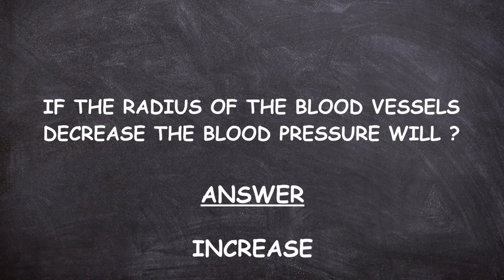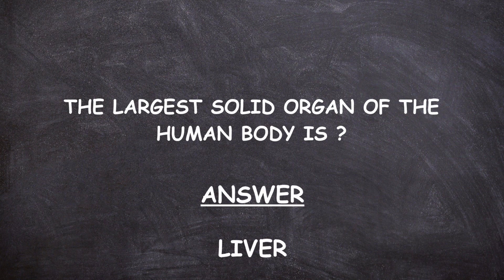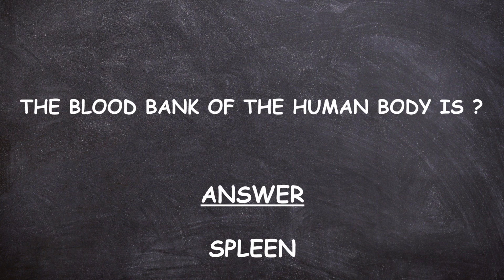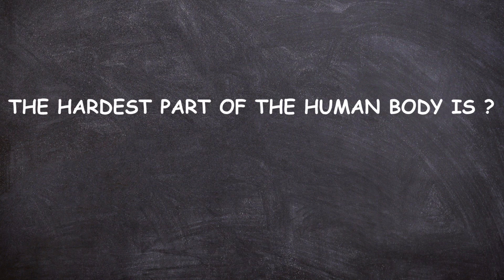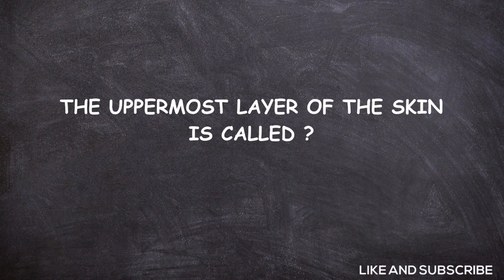The largest organ of the human body is? Answer: the liver. The blood bank of the human body is? Answer: spleen. The hardest part of the human body is? Answer: enamel. The uppermost layer of the skin is called? Answer: epidermis.